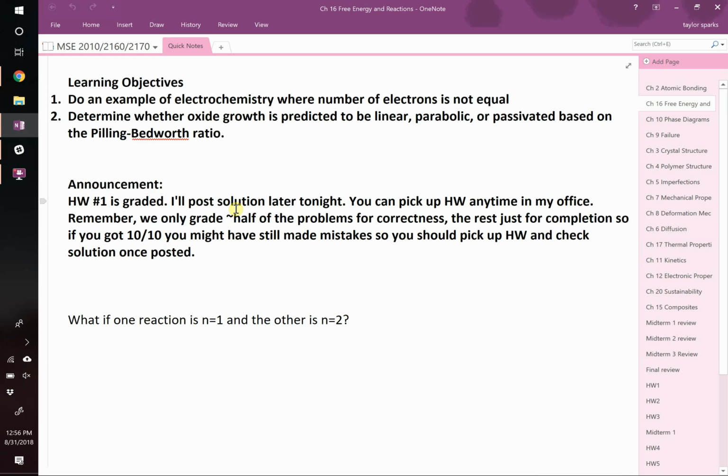I do suggest you picking it up because we only grade half the questions for accuracy. The other ones are for completeness. So you might have actually done the question wrong, but it was one that we graded for completeness. So you definitely want to look at the solutions, and I recommend picking up your homework and making sure that you did it right.